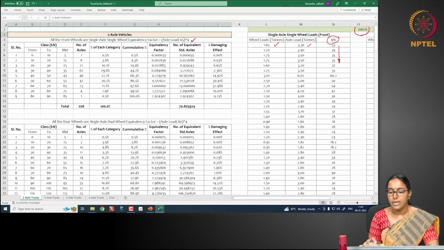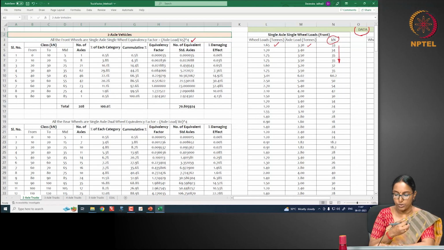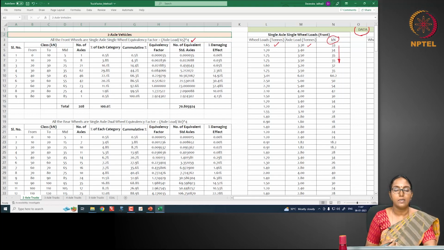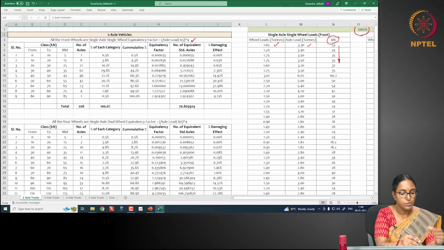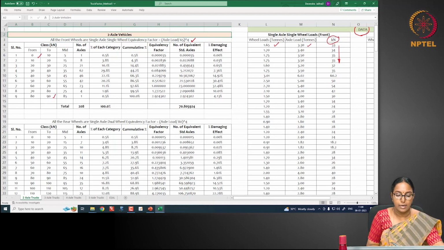Okay, so the data that you have has to be now grouped into different axle groups. As per IRC, it suggests that for single axle dual wheels you can have a bin size of 10 kilonewton. The single axle single wheel load is also not mentioned in the code, but we have taken a bin size of 10 kilonewton. So this is the class interval you see here. 0 to 10 is the first class, 10 to 20, 20 to 30, 30 to 40 and so on. Up to 80 to 90, you have divided it into 9 class intervals based on the minimum and the maximum values that come in this data.